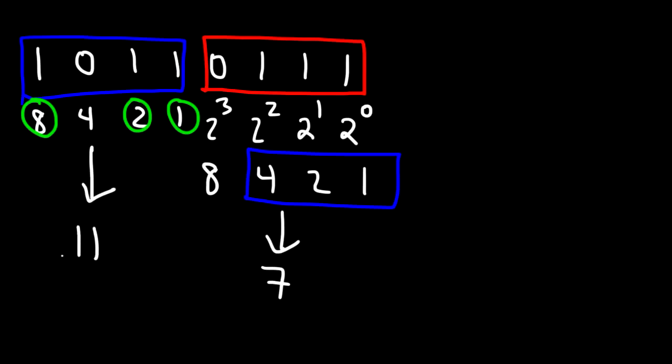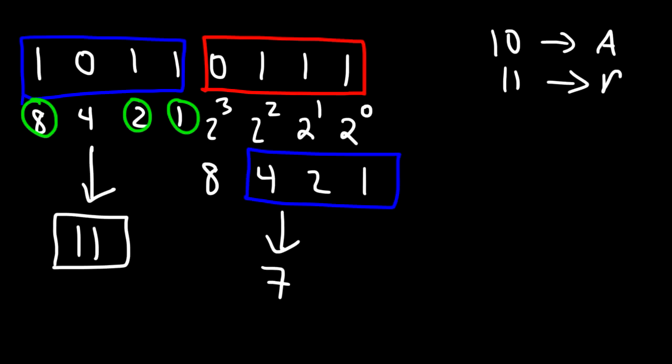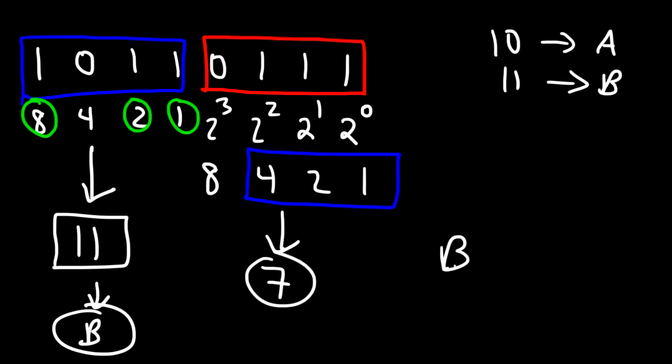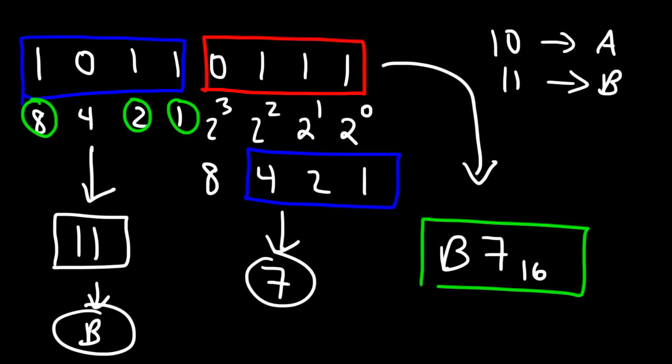Now we need to convert these numbers into the hexadecimal values. 10 corresponds to A, and 11 corresponds to B. So we're going to replace 11 with B. And so we have B7, base 16. So the binary number 10110111 correlates to this in the hexadecimal system. And so that's how you can convert a binary number into a hexadecimal number.